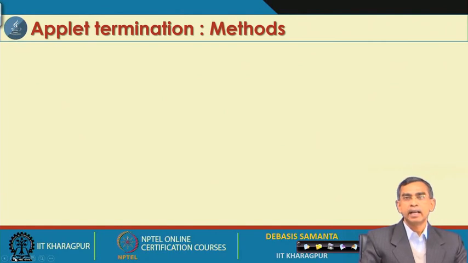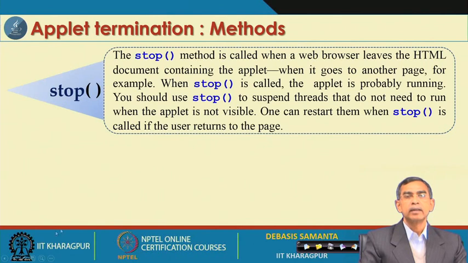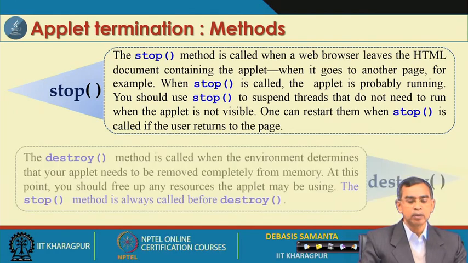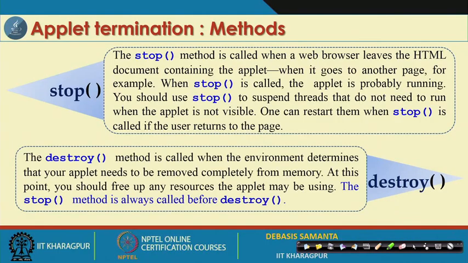Now, for the termination, two methods are used, stop and destroy. As I told you, the stop method is used if you want to leave this browser, and then the applet will stop its execution. So, this is the idea of stop. Now, stop currently stops its view, but does not kill it completely. To do that, the destroy method is there.